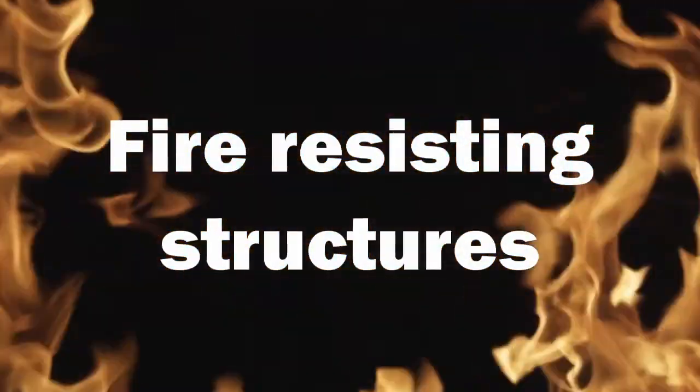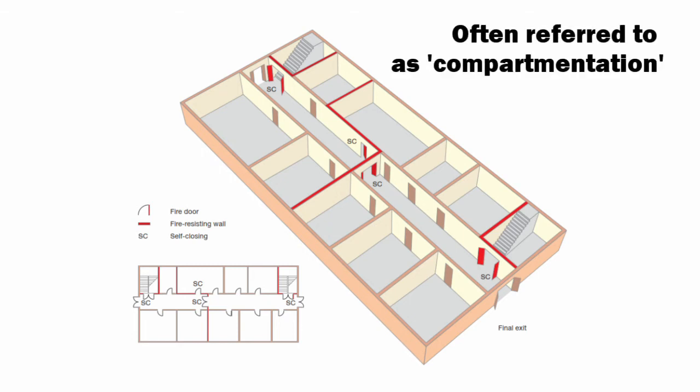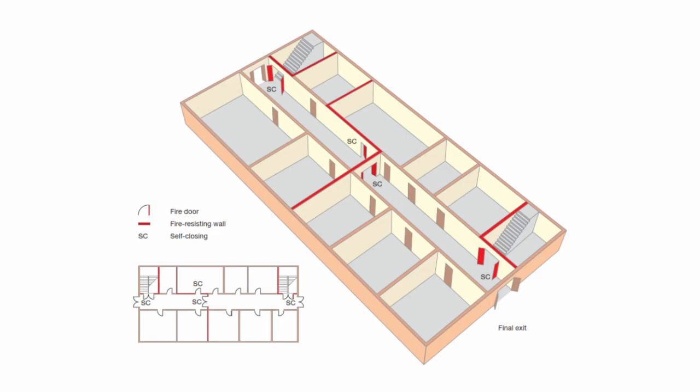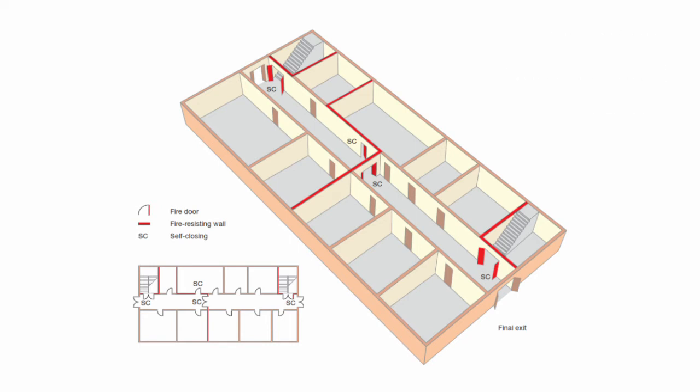Fire-resisting structures. Many buildings are divided into different areas by fire doors and fire-resisting walls and floors. These are partly designed to keep a fire within one area, giving people more time to escape. High-risk areas should be separated from the rest of the premises by 30-minute fire-resisting construction. Normally, if there are fire doors in a wall, then the wall itself will also need to be fire-resisting. If a wall or floor is required to be fire-resisting, then holes should not be made in it, for example, for extra doors or pipe ducts.